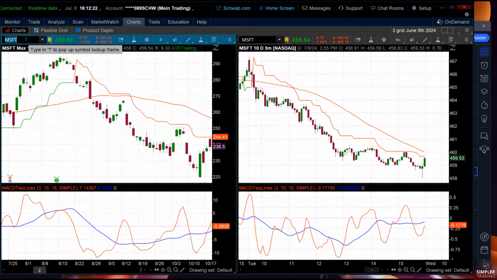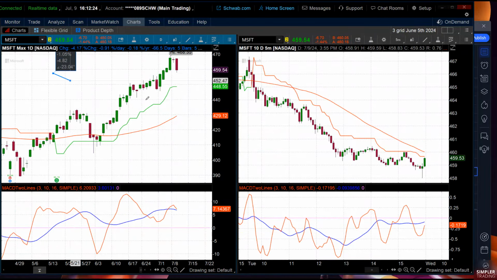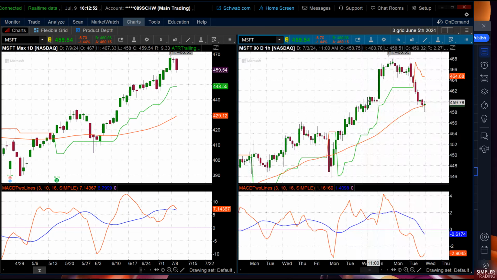First one first, Microsoft. We showed how far this is from the 50 moving average. Textbook. Opens up yesterday, big green candle, indecision followed by a sell-off. That could be a poster child for a ton of other high flyers. Too far from the 50 moving average, big green candle, indecision candle, followed by a downside follow through. Ugly downside follow through as you see here.